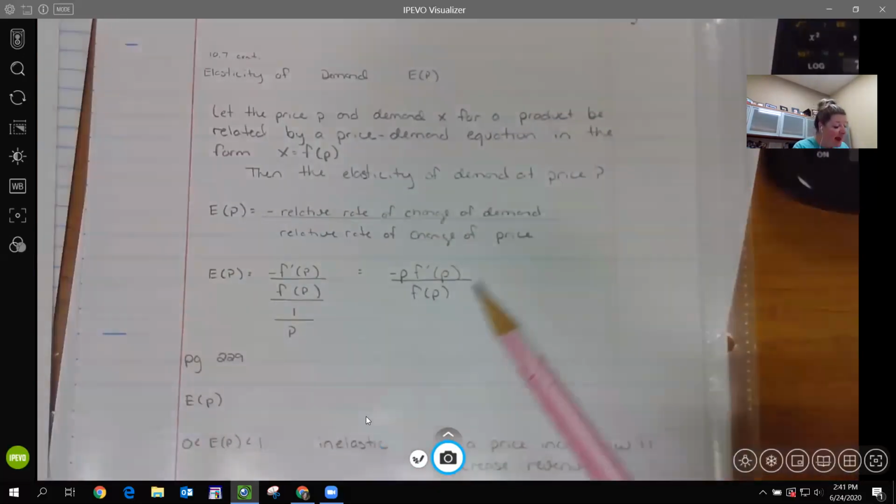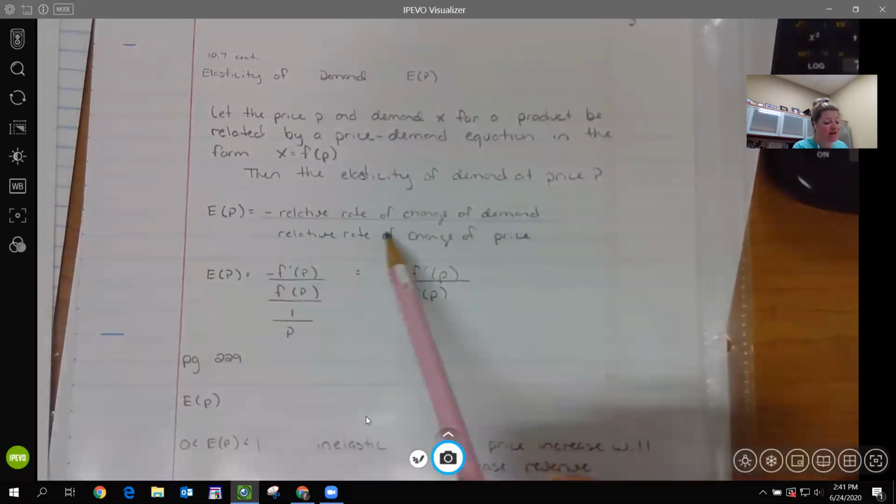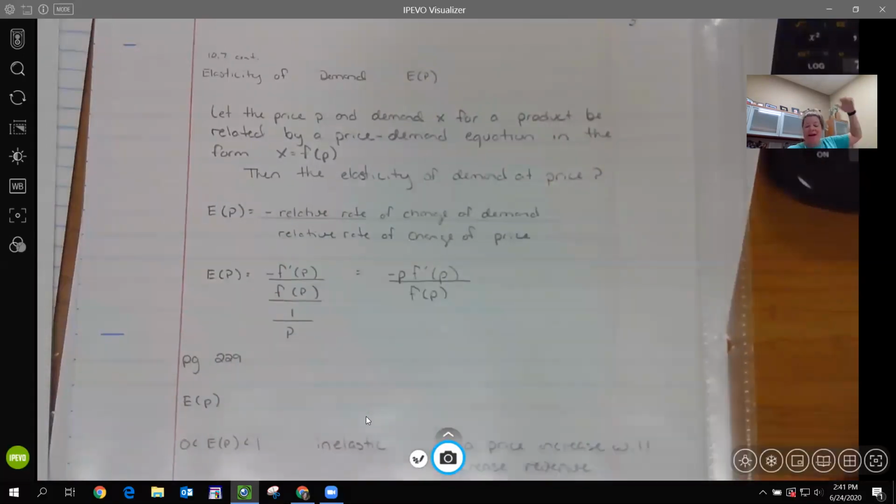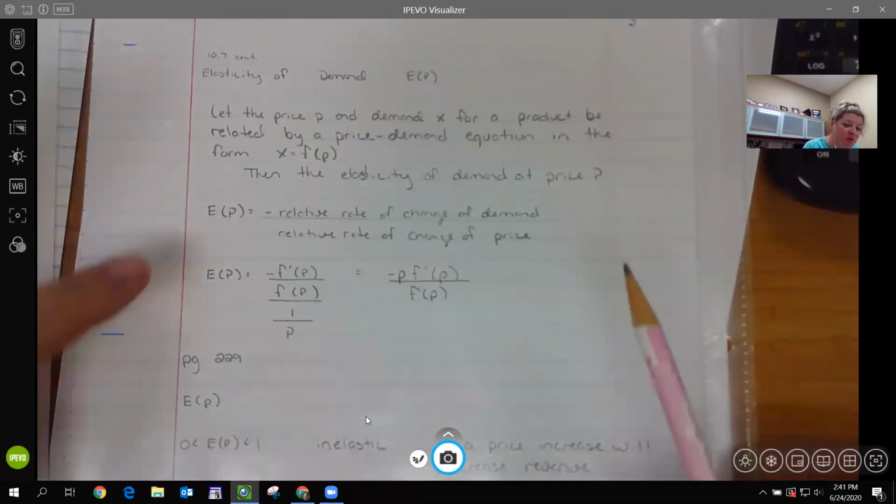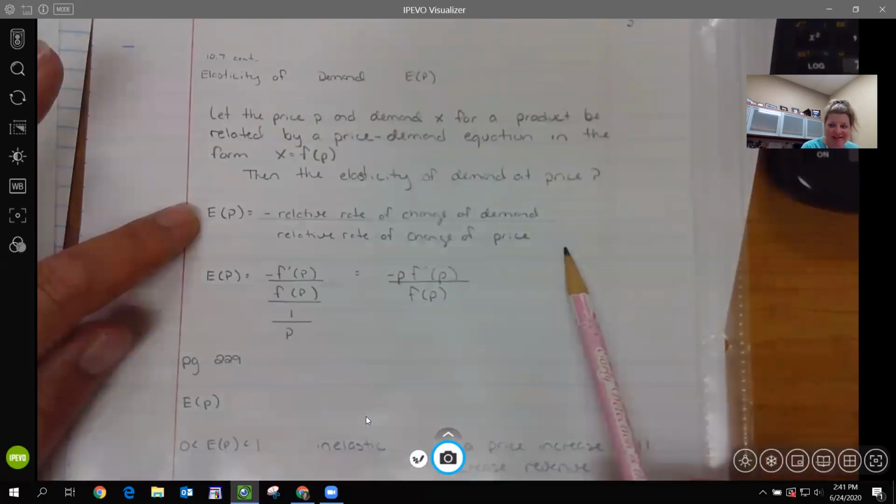It comes from the negative relative rate of change of demand. So your rate of change of demand is derivative over original, divided by the relative rate of change of price. Okay, so demand divided by price. And I believe you do like a slope with that and divide them. I've kind of seen it, but I probably did it 20 years ago when I got my business degree, but I don't remember. Okay, so this is where the formula comes from, which they just didn't show you.